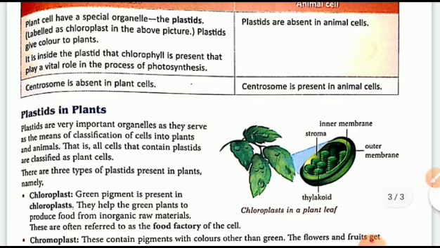So those were the differences between plant cells and animal cells. Plastid you will study in the next class. That's all.